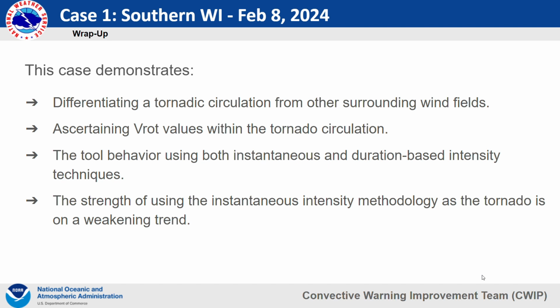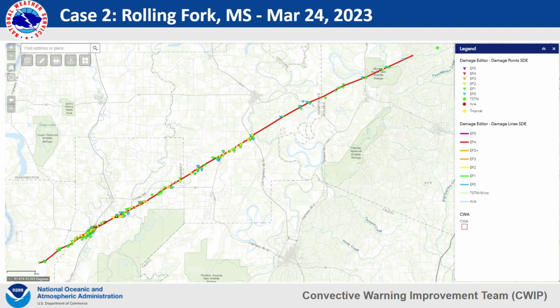So this case demonstrates differentiating a tornadic circulation from surrounding wind fields, which is so important when it comes to ascertaining the correct VROT. So early in this case, it could have been possible to mix up the inflow into the storm with the actual circulation of the tornado. And again, accurately calculating those VROT values from within the tornado circulation, sampling the pixels to find the correct ones and weeding out any spurious pixels we may have had. It also demonstrates the tool behavior for both instantaneous and duration-based intensity techniques, and showing the strengths of both of those methodologies, especially the instantaneous part when the tornado is on a weakening trend.